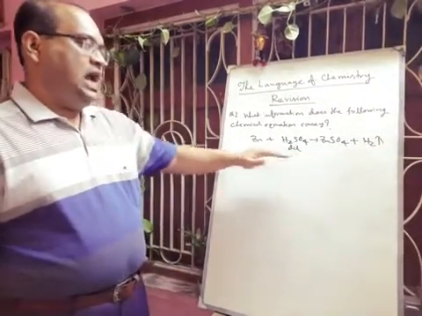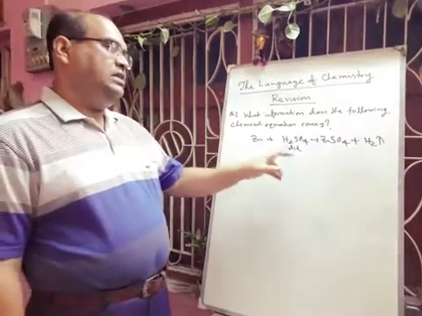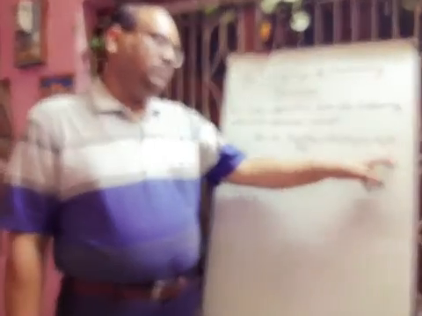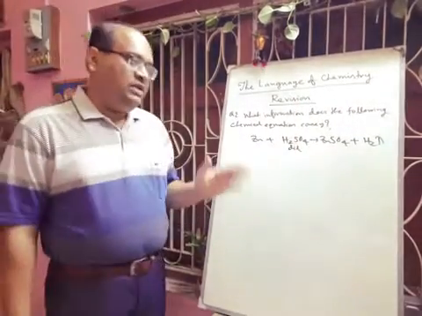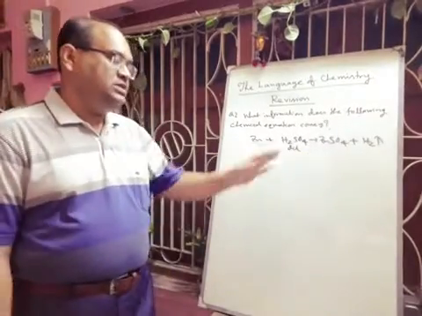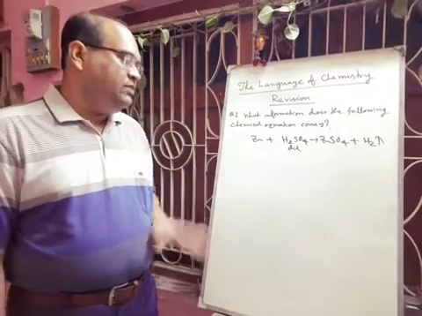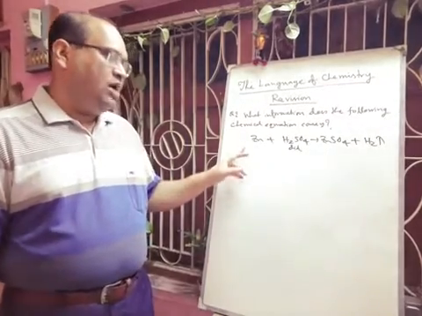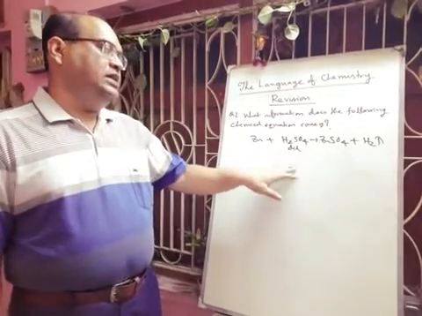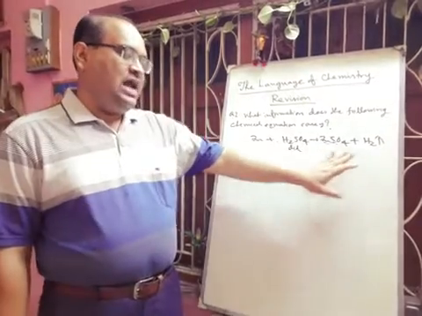So zinc and sulfuric acid are the reactants. But when you read the chemical bonding chapter, you will understand that zinc sulfate is an ionic compound. There is no concept of molecule, although it is written in many books. So better you say that 1 mole means Avogadro number of zinc. 1 mole zinc is reacting with 1 mole sulfuric acid and forming 1 mole zinc sulfate and 1 mole hydrogen gas.